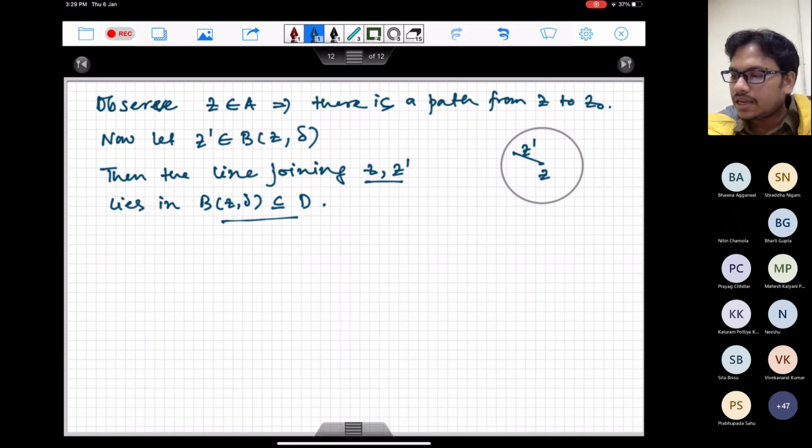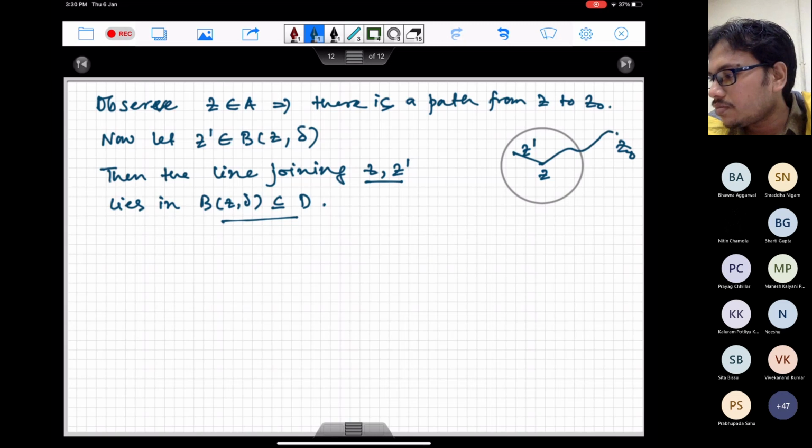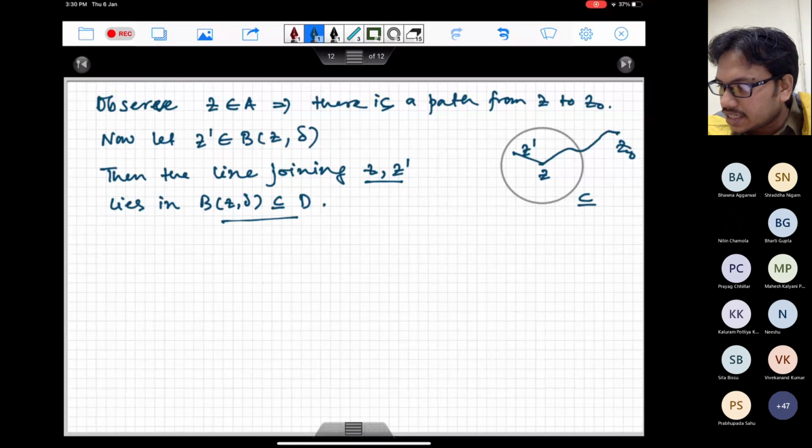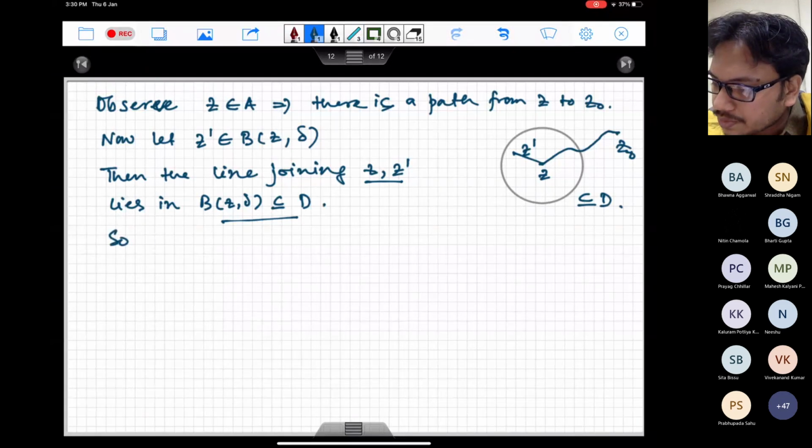Now I understand that there is a path going from Z prime to Z, and we already know that there is a path going from Z to Z naught. So Z naught is somewhere here, let's say. There is a path going from Z to Z naught, and from Z prime to Z we see that the line segment joins them, and the line segment strictly lies inside D.